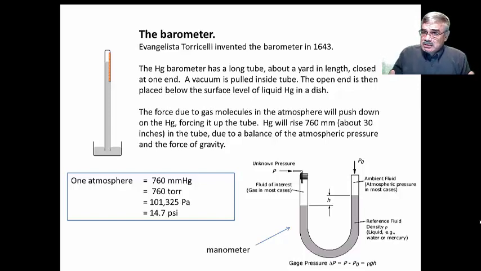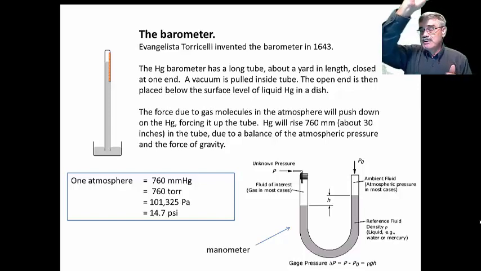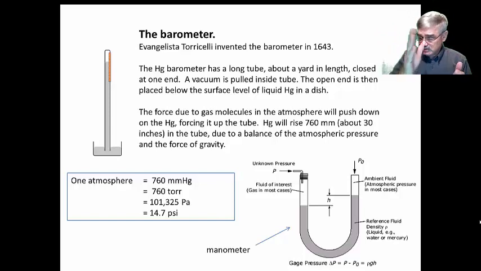Now, if the ambient pressure happened to be higher, the mercury would climb up higher. If the ambient pressure was lower, it would climb up lower. So that's an instrument for measuring ambient pressure. And it is the basis for one of our units of measuring pressure, which is millimeters of mercury. So 1 atmosphere is equal to 760 millimeters of mercury. Now, because Evangelista Torricelli invented the barometer, we also call a millimeter of mercury a torr. So we also say 1 atmosphere is equal to 760 torr.